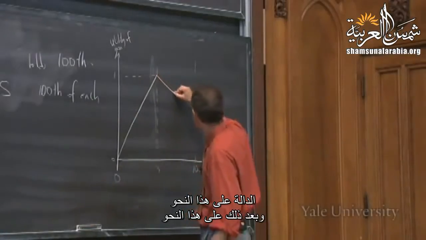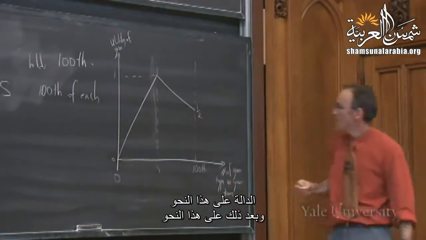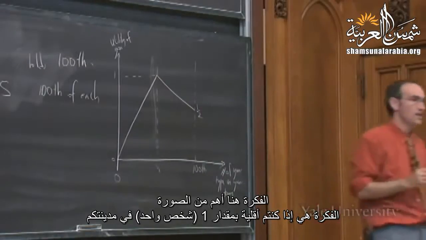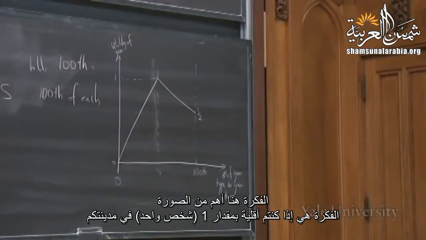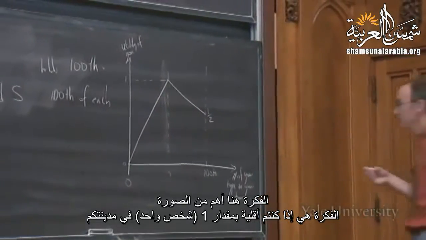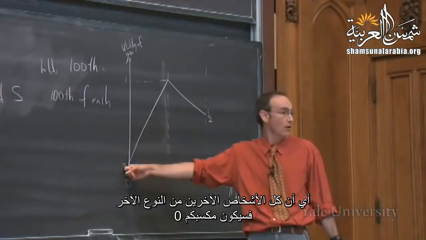All right, that goes like this, and then like this. So the idea here is more important than the picture. The idea is, if you are a minority of one in your town, so everyone else is of the other type, you get a payoff of 0.